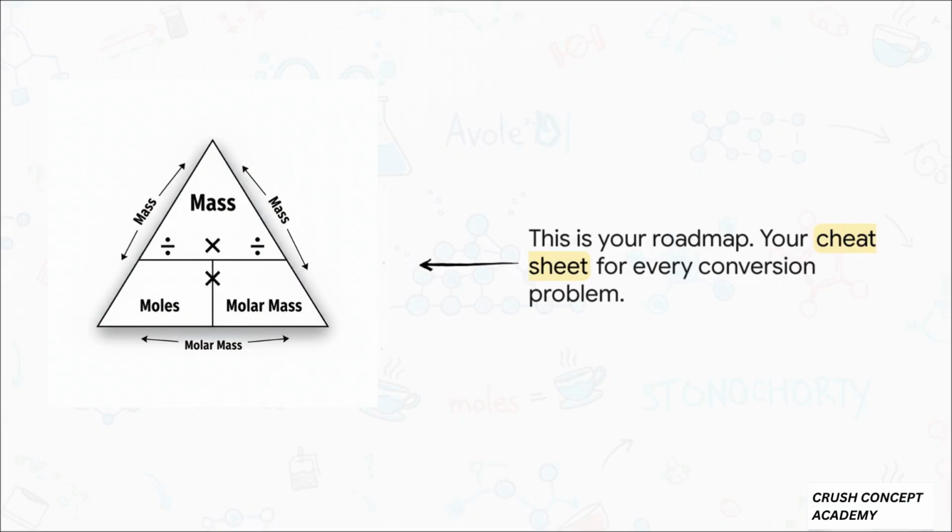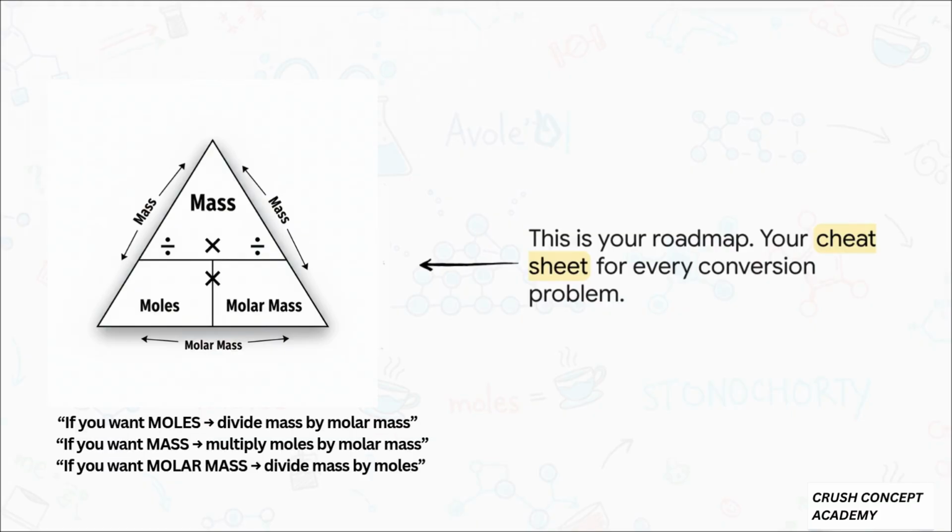And here it is. This little triangle is your secret weapon. It's your roadmap for navigating between mass, moles, and molar mass. It shows you exactly how they're all connected. Say you want to find the number of moles. Just cover up moles with your finger, and what do you see?